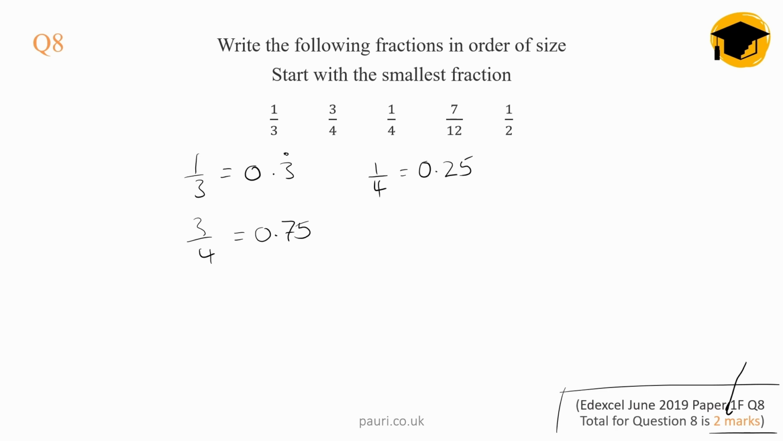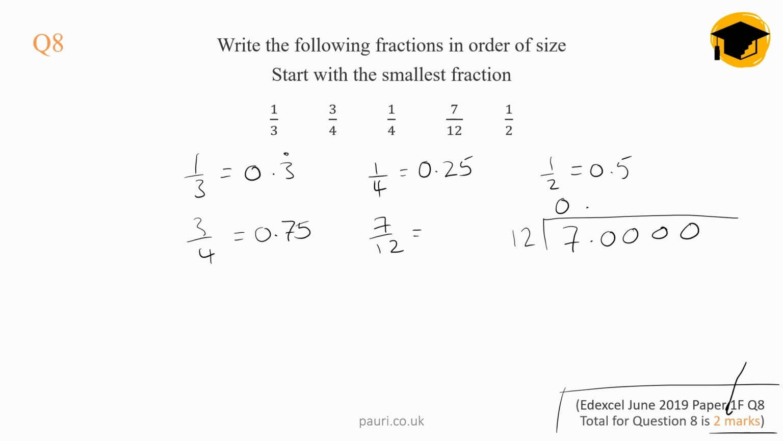We'll come back to the 7 over 12 because we need to work that out. 1 over 2 is 0.5. 7 over 12 is the only more difficult one, so let's do that on the right hand side. So the bottom number goes on the outside. How many 12s go into 7? It doesn't go. So how many 12s go into 70? Do your 12 times tables. 12, 24, 36, 48, 60, 72. 72 is too much, which is 6 times.